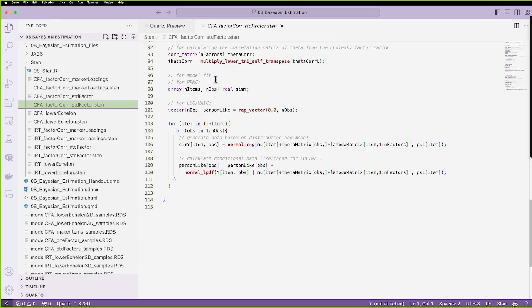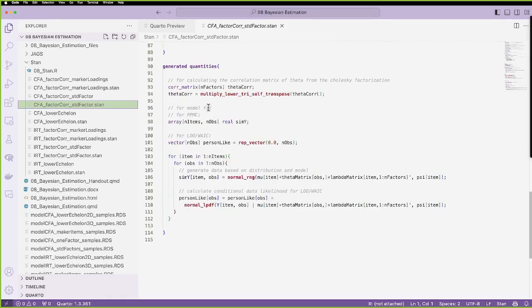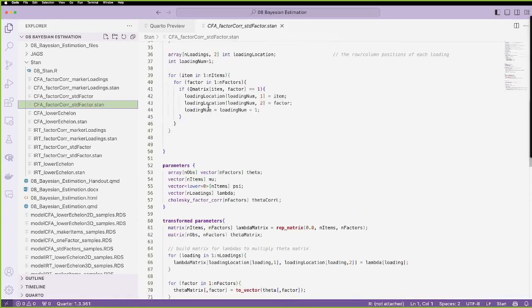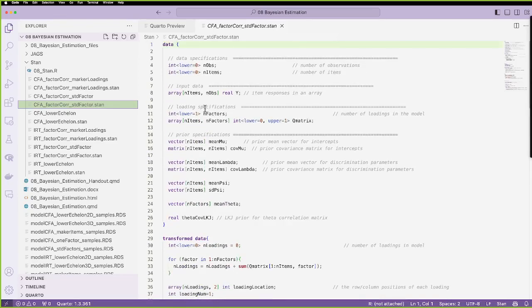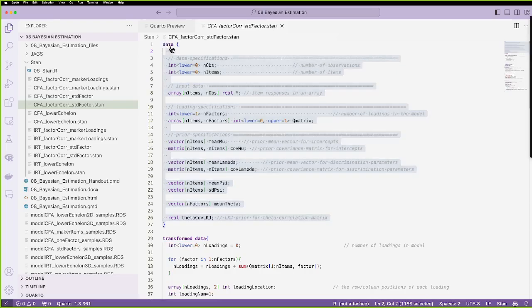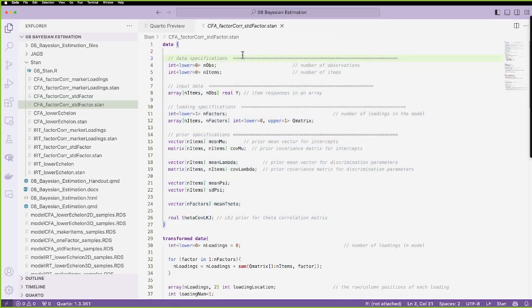Okay. Now, in STAN, for those of you who remember last year or those of you who are new, STAN works in blocks. There's a set of what I would call very regimented prescribed blocks in the STAN syntax file. The first being the data block. These are data that STAN is basically expecting you to pass to STAN to run the analysis itself.